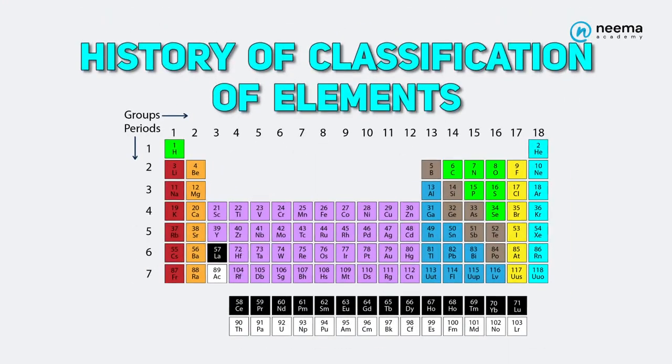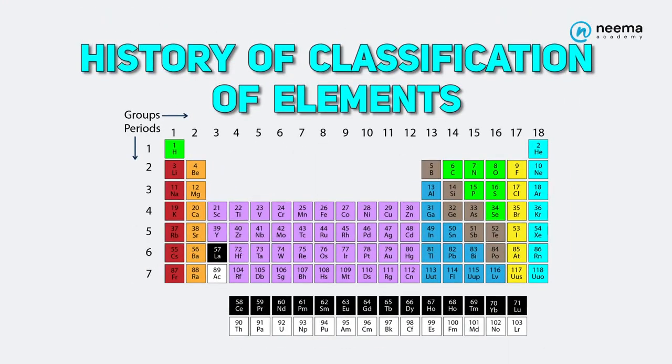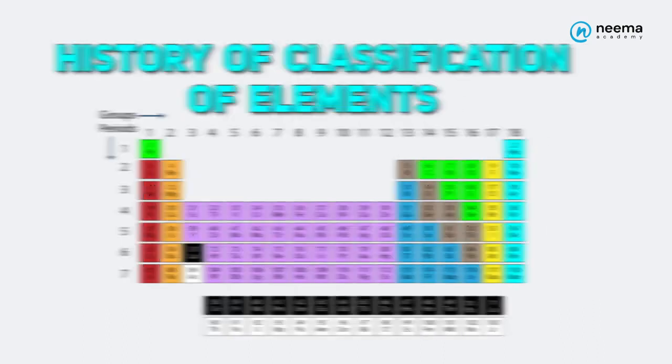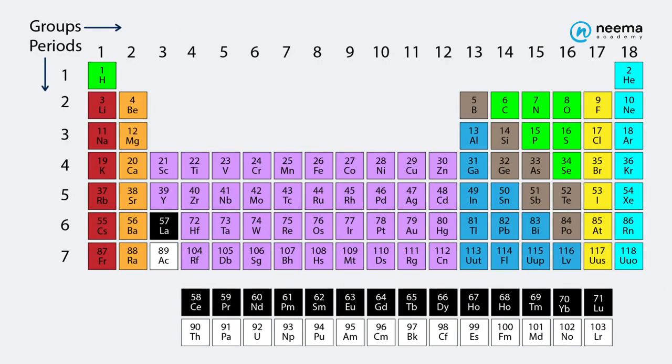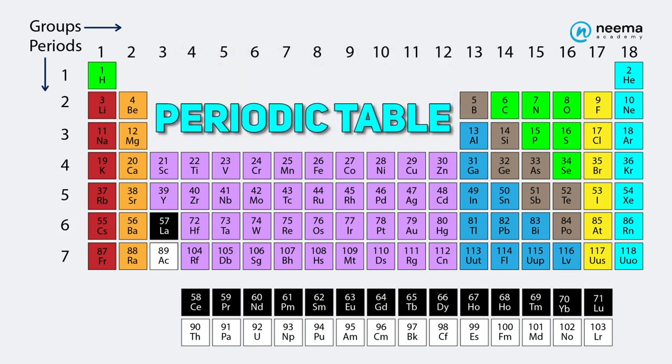In this video, we shall discuss the brief history of classification of elements. Let's begin. You might have seen a table or chart in which elements are arranged horizontally and vertically. This table is called a periodic table. In this table, elements are arranged on the basis of their properties.